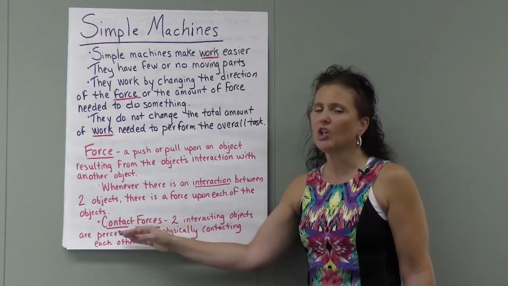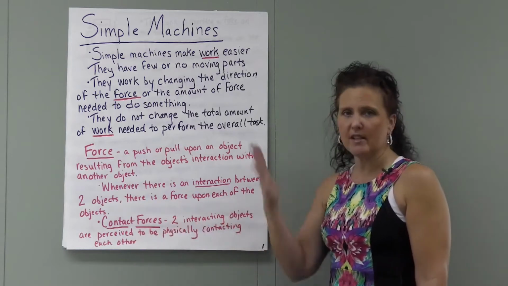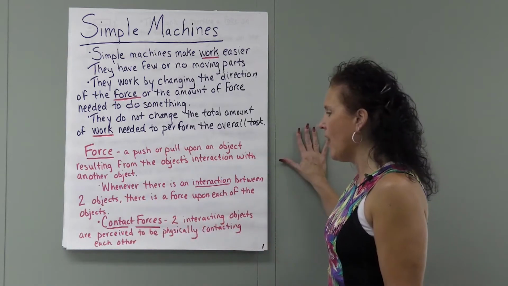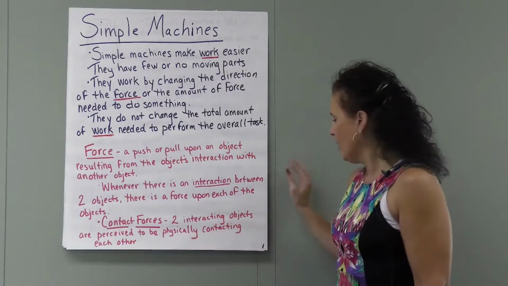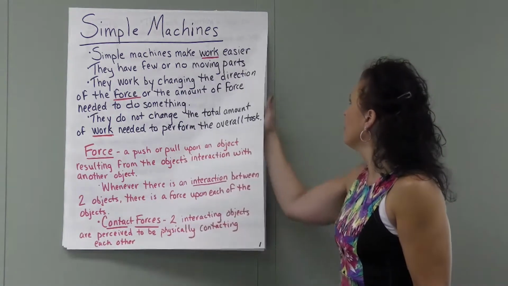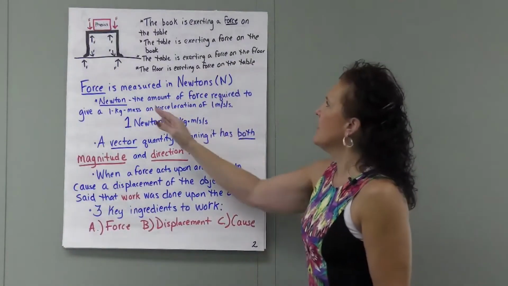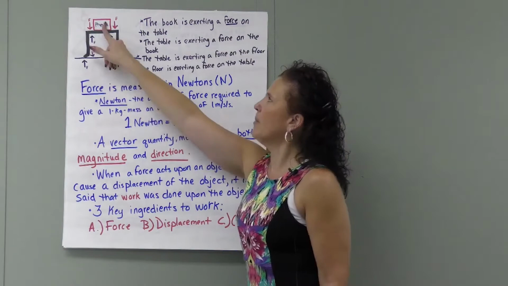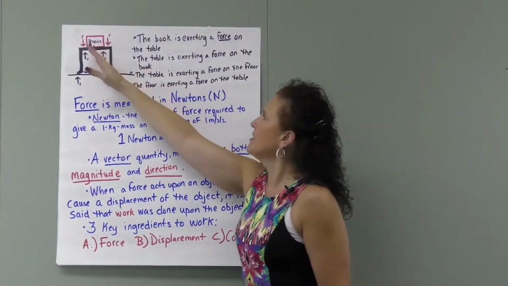Those are what are called contact forces, right? We have two interacting objects. In this case, it's my hand and the wall, and they are perceived to be physically contacting each other, which we are, when I push against the wall. I drew a little picture for you up here. This is just a table, and a book, rather, sitting on a table.